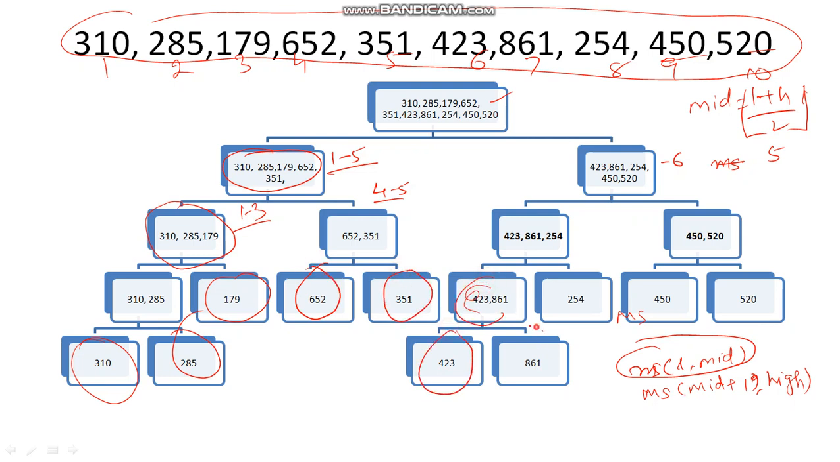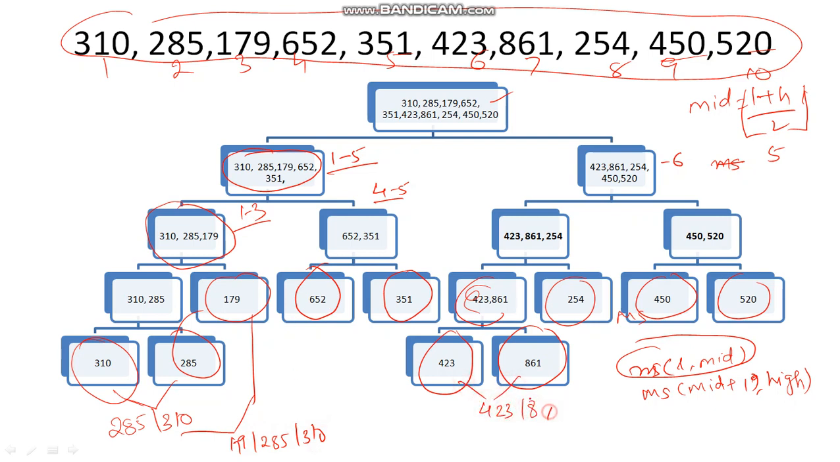Now this is not sorted. This is already sorted. This is already sorted. Now we have to go on combining these two. So 310 and 285 will be merged in such a way that smaller elements come towards the left hand side of the array and larger elements towards the right hand side. Then these two will be merged with this. So here 179 is smaller, so 179 will come here, then the remaining elements 285 and 310. And for these two, 423 will come and 861 will come, and we go on merging this.